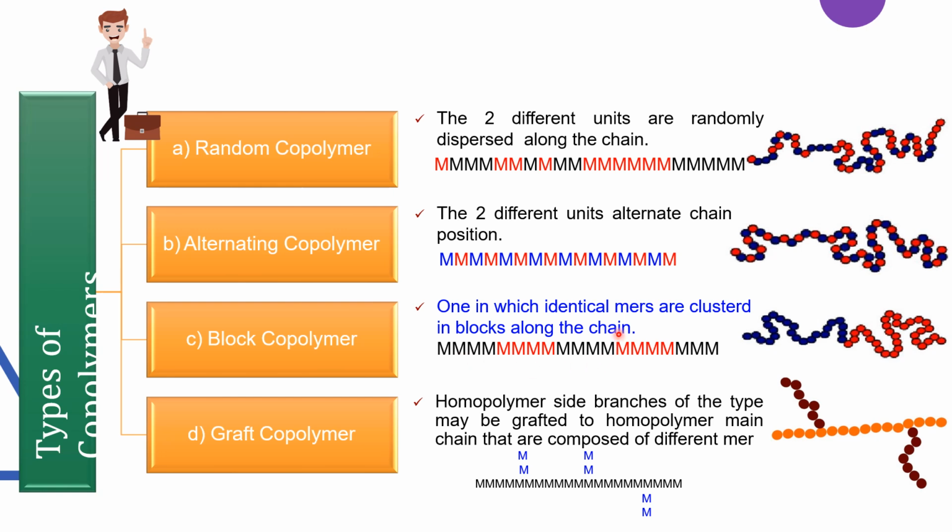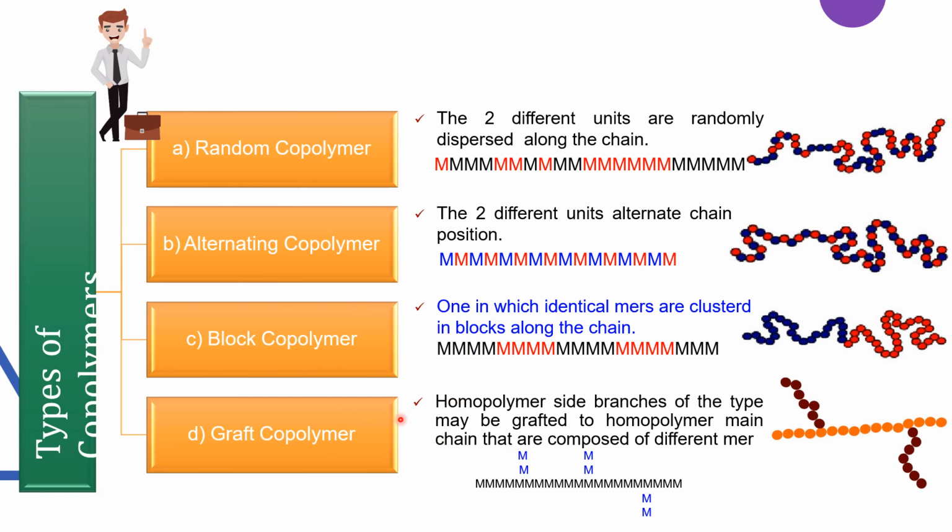It is one in which identical monomer units form blocks along the chain. So they will be clustered together with the same type of monomer before they change to the second type. You can see that the black color will be the first block, and then they will attach to the red one. The red one will be clustered together as a block before they attach to the black color, and so on. Okay, you can see the difference between alternating and block copolymers.